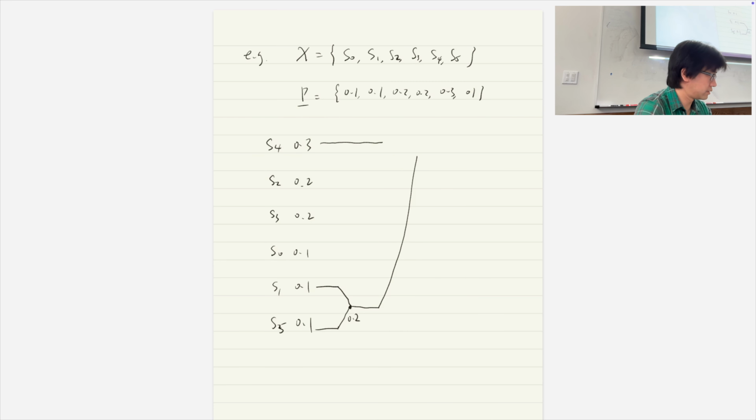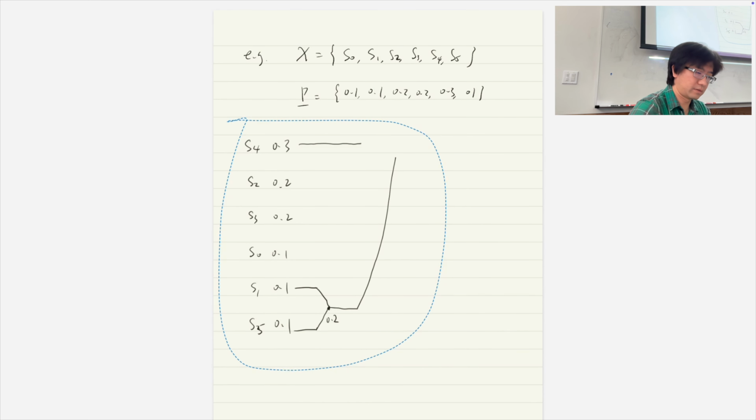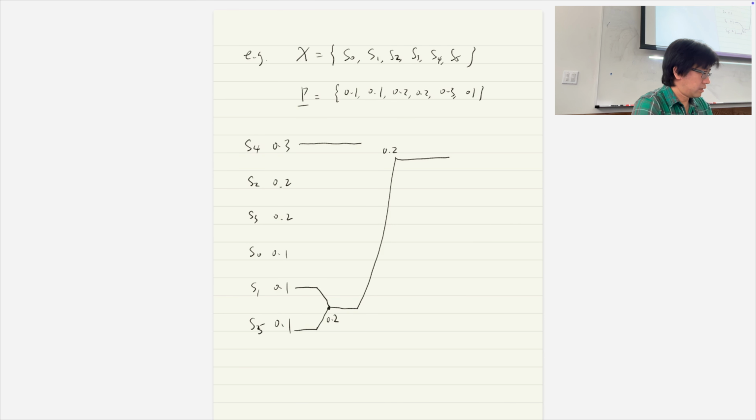Yeah, I need some space here, so I will probably move it here. Okay, so this is our 0.2. Okay, and so now let's see. So now we can see, now we have 0.3, 0.2, 0.2, 0.2, 0.1, right? So basically, these two are the smallest, right? So we're going to combine these two.